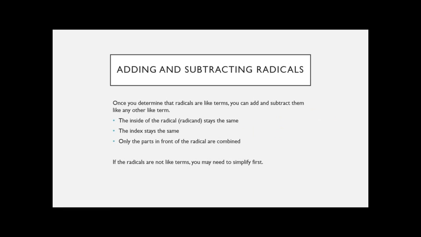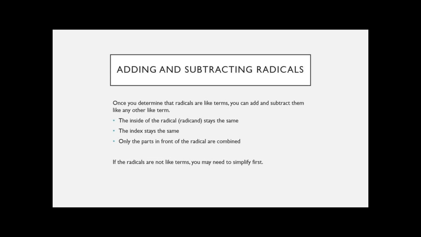So if you have radicals that are like terms, then you can add and subtract them, just like you would combine other like terms. When you do so, whatever is inside the radical, the radicand, the part underneath that line, does not change. You're only combining what's in front of the square root or the radical symbol. So the index doesn't change either. You can't add 2 square roots and get a 4th root. So it stays as a square root. Only the part in front gets combined.